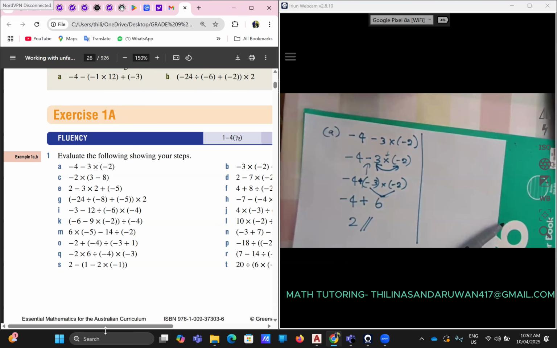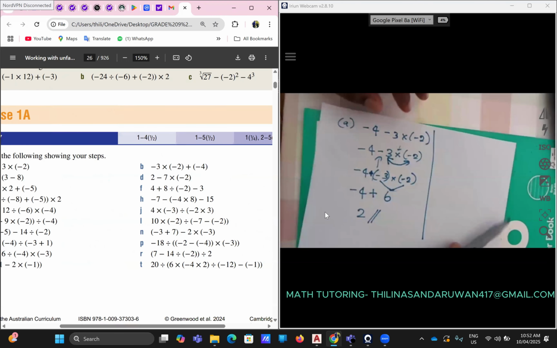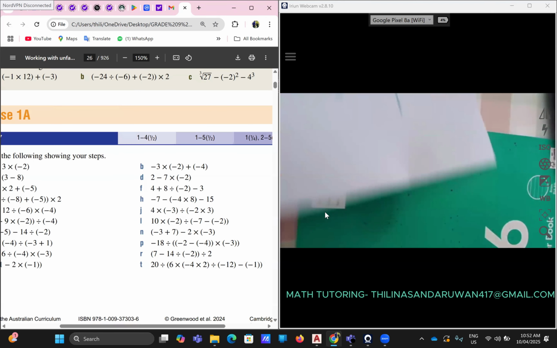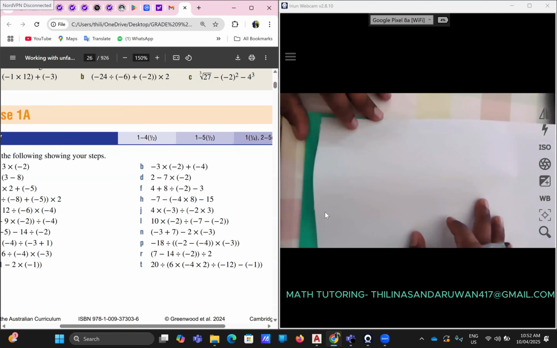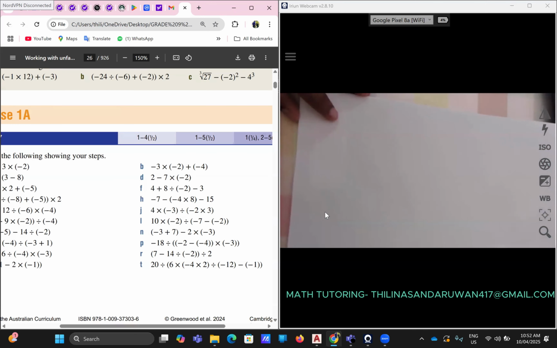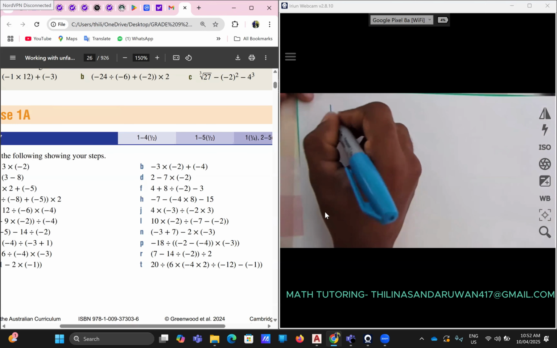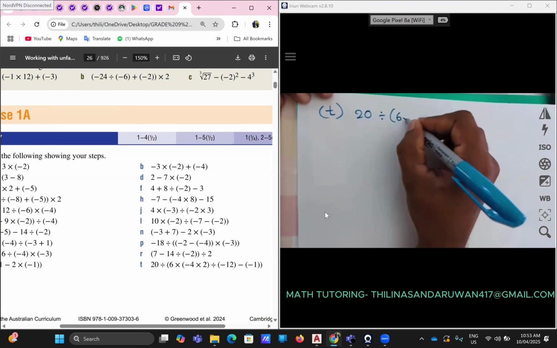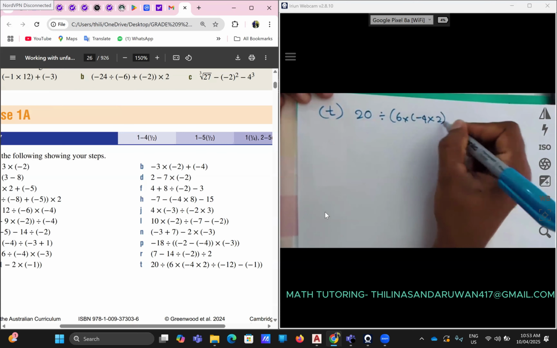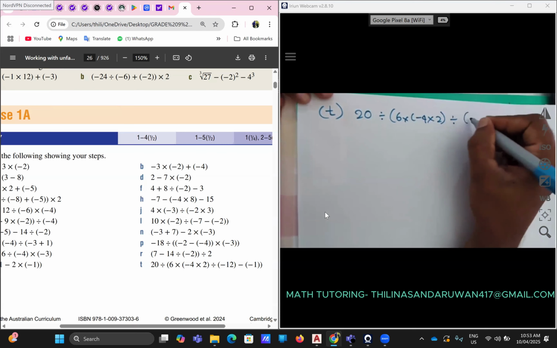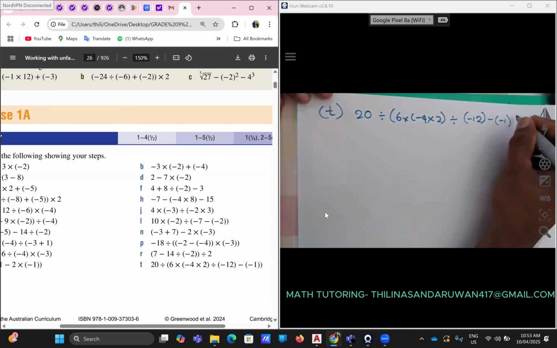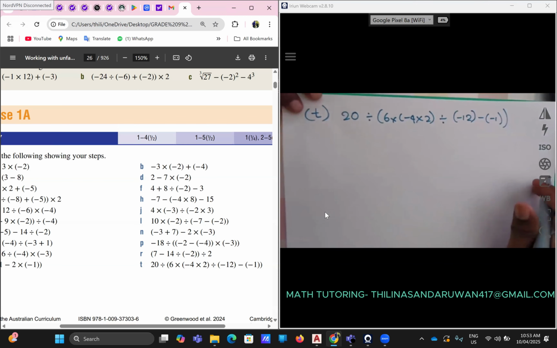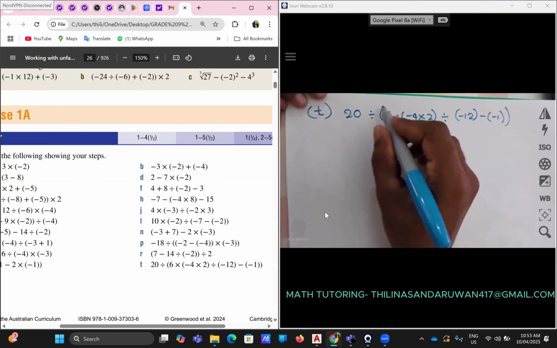So then I will take another one. 6 minus 2 by 2, 4 by 2, minus 12, minus minus 1, right? So here there are so many brackets. Which one should you deal with first? So you should see the brackets.